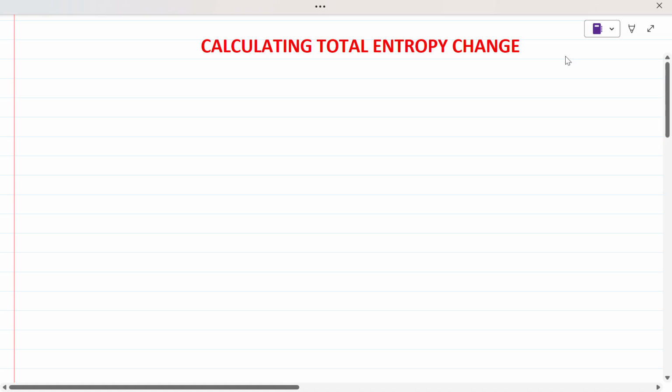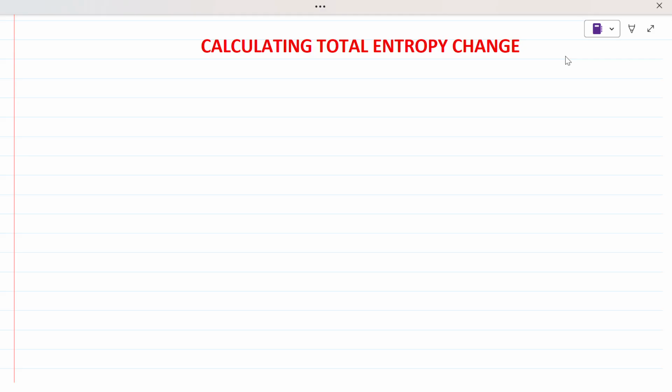Still under entropy. Now we are going to discuss how we can calculate total entropy of a given reaction. Calculating total entropy is just knowing the entropy of a system and that of the surrounding, then joining them together.